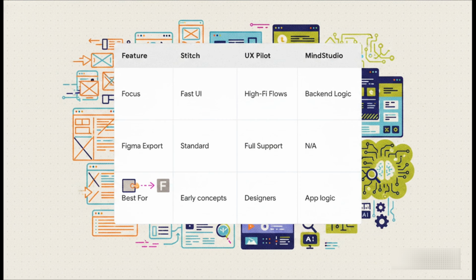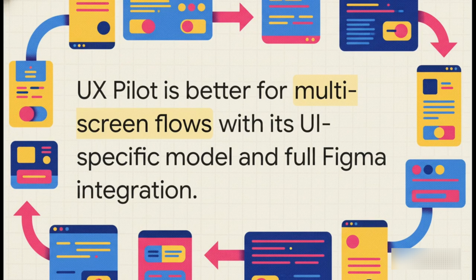UX Pilot, on the other hand, focuses heavily on high-fidelity UI flows. It offers full Figma support across the board and is definitely best for dedicated designers. Meanwhile, Mind Studio tackles back-end logic and AI agents. It focuses on actual app functionality rather than just the front-end visuals. So you can clearly see how Stitch's generalized rapid-fire approach contrasts with tools built for very specific, rigorous product development cycles.